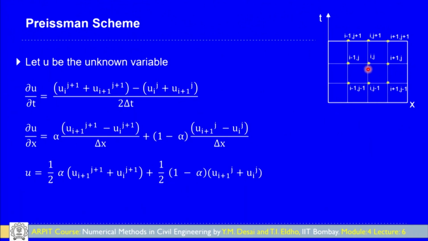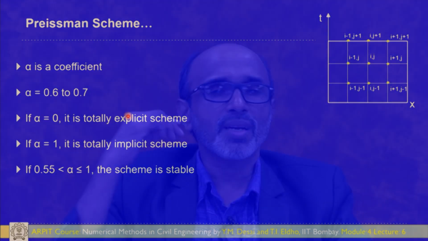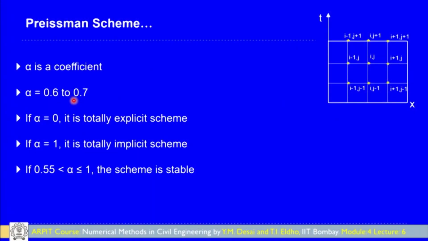This is the jth level and the j plus 1th level, and this is i minus 1, i, i plus 1. When we use the Preissmann scheme, we will use this approximation. Depending upon the problem, whether it is first order or second order, we can rewrite the scheme. Here alpha is a coefficient, generally taken as 0.6 to 0.7.